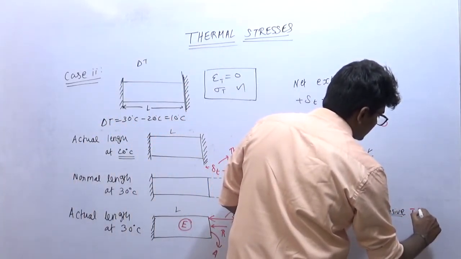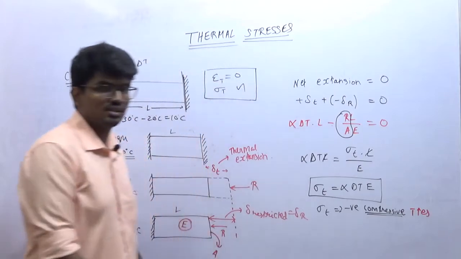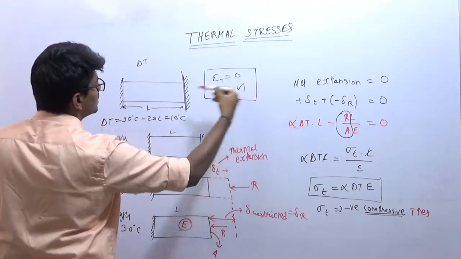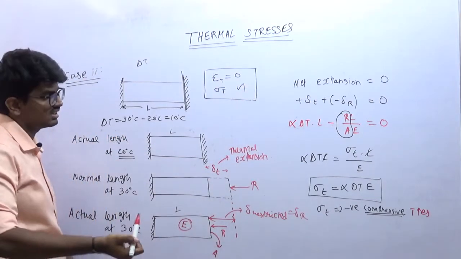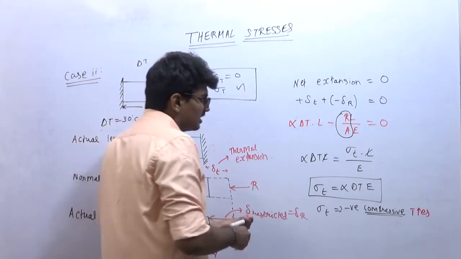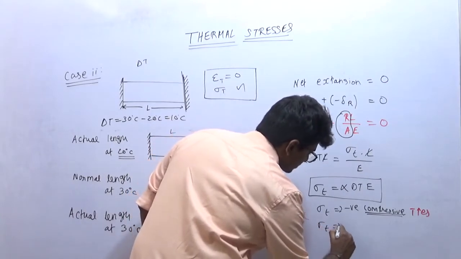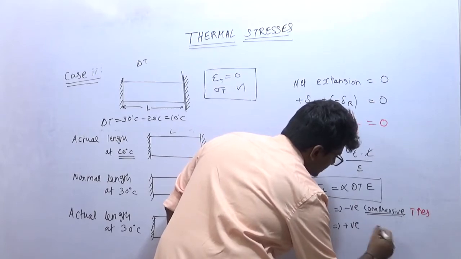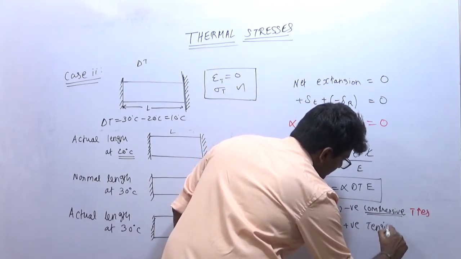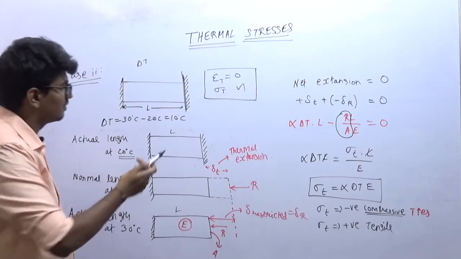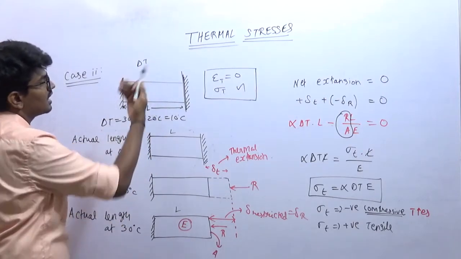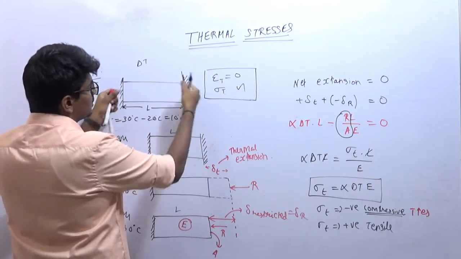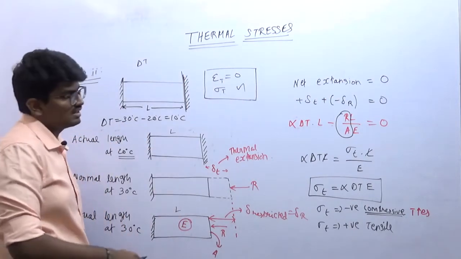When temperature increases, it will try to expand freely, so it's going to offer a compressive stress, and this sigma T will be positive if it is tensile. When temperature is decreased, that is when delta T is negative, it will try to contract, but the fixed support is going to offer a reaction in the tensile direction.